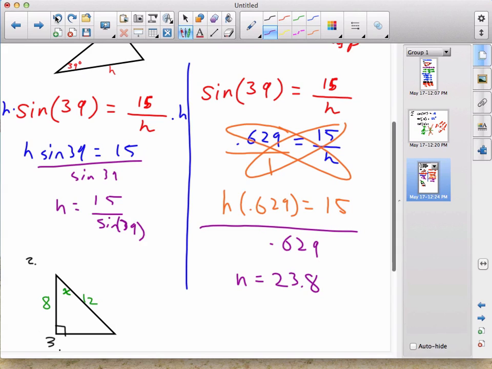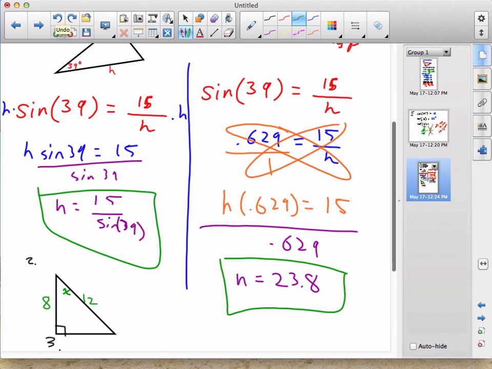Other questions on the first? Cesar, a thought? Lexi, yeah. Should we estimate our answers? That's fine. It's interesting. Here we've got h equals 23.8, but you could also leave it as 15 over sine 39. Which one of these, gang, is more exact? The one on the left. I like it because as Jake says, sine 39 is an exact amount. This is a decimal estimate, which is fine. Both of these are acceptable solutions. Good question, Lexi.